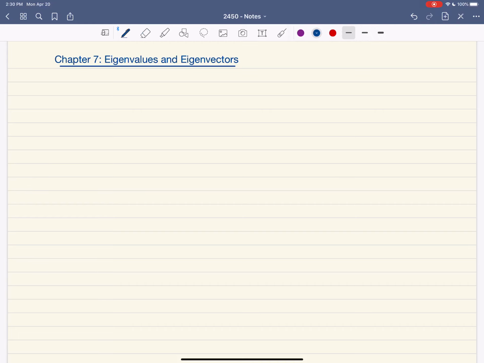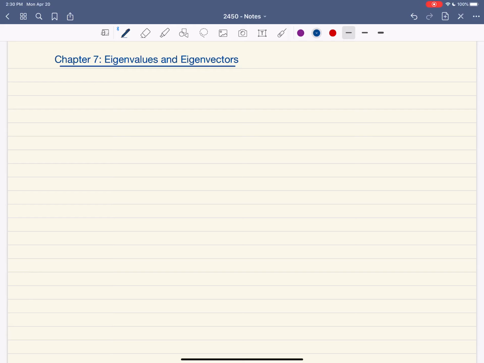All right, so here we're going to start chapter 7. And what we're going to do is talk about eigenvalues and eigenvectors. I want to describe this in a general linear transformation first, and then we'll apply this to a specific type of linear transformation, namely matrices.